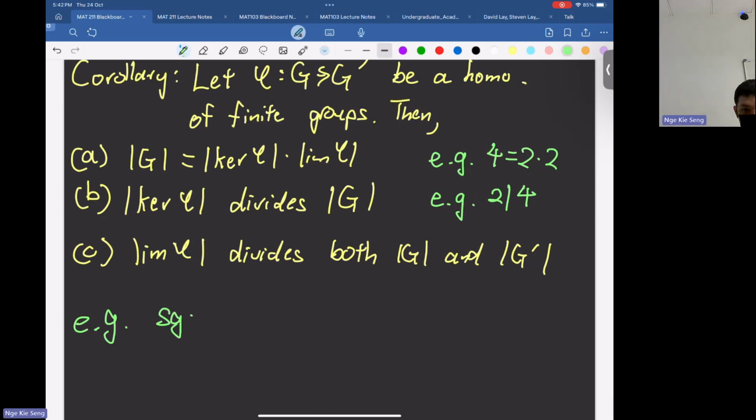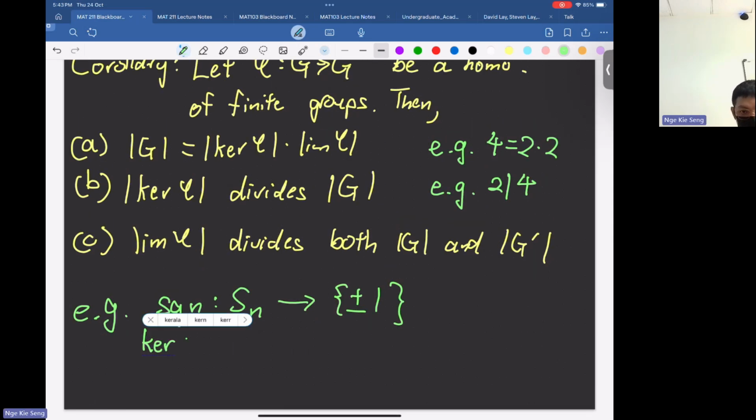So let's take an example. For example, Sn. Sn has a homomorphism that you studied, right? Which is the sign homomorphism. Sign does what? It sends the even permutations to +1 and the odd permutations to -1. Okay, so what's the kernel here? The kernel is all the even permutations. But there's a name for it, right? These are the alternating group.